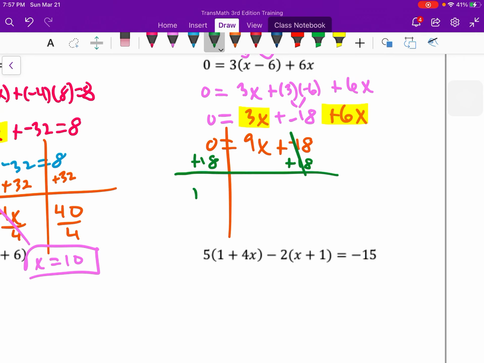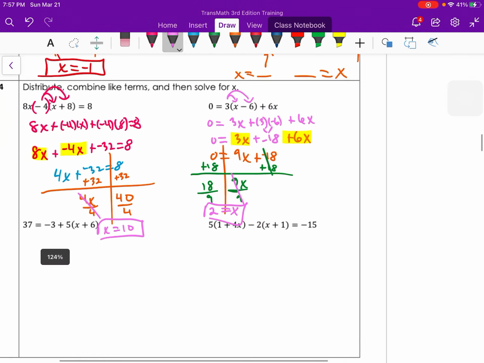0 plus 18 on the left is going to be 18 equals 9x. And then to get x by itself, we can divide both sides by 9. Whoops, that doesn't simplify. So we have 18 divided by 9 is 2 equals x. That's what that one simplifies to.